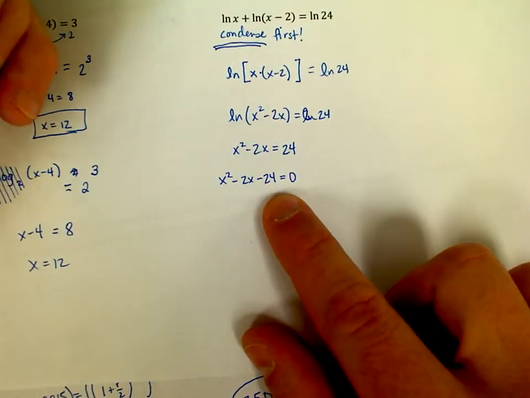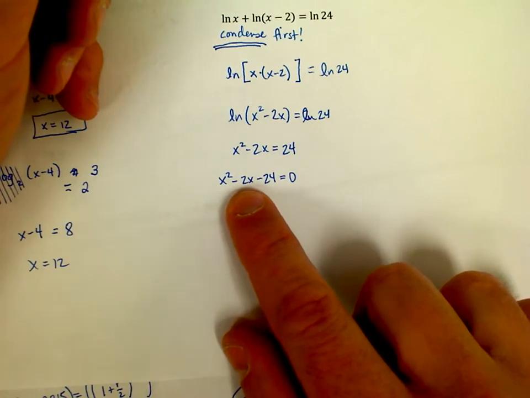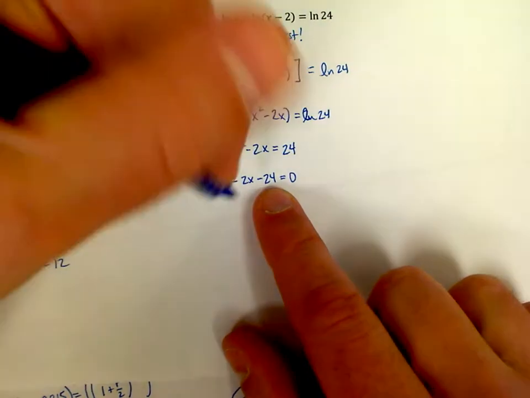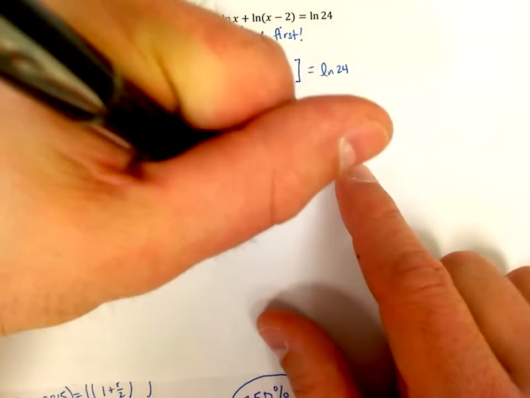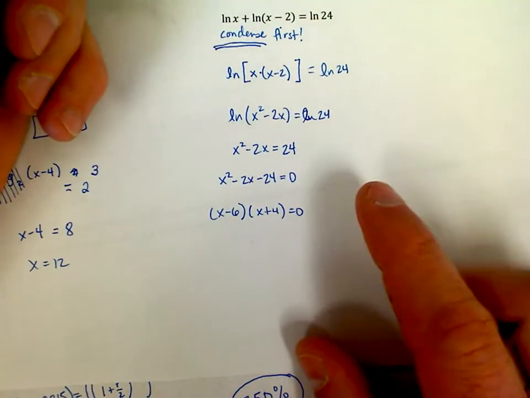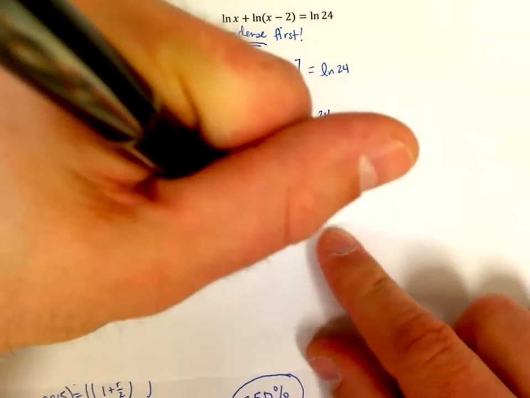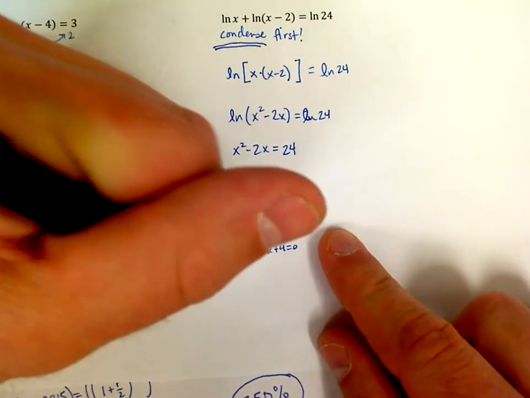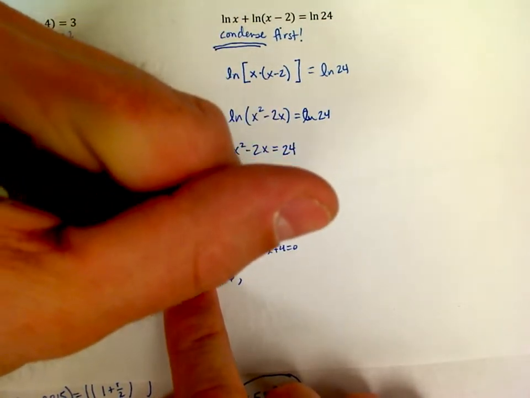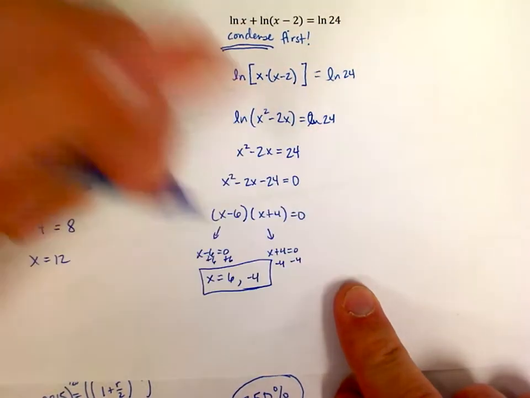And now let's factor. Two numbers that add to negative 2 and multiply to negative 24: negative 6 and positive 4. So this factors out to x minus 6, x plus 4 is equal to 0. If you don't know how to factor, you need to go back and review that. So that means that either x minus 6 is 0 or x plus 4 is 0. My two solutions are 6, because I'm adding the 6 to both sides, or I'm subtracting the 4 from both sides, so my two solutions are 6 and negative 4.